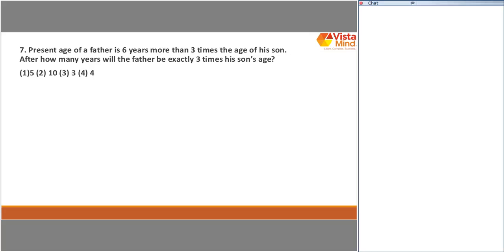The present age of the father is 6 years more than 3 times the age of the son. Let the son be x years. So the father will be 3 times x plus 6. After how many years will the father be exactly 3 times the age of his son? You have to tell after how many years the father will be 3 times the age of his son.